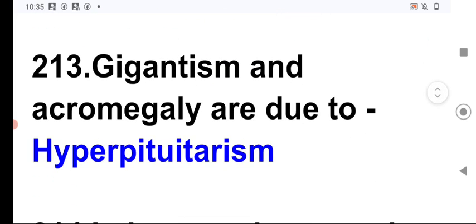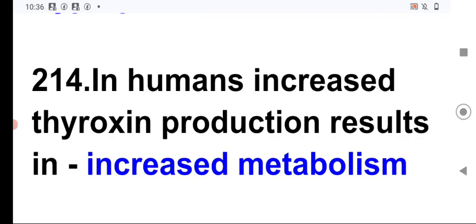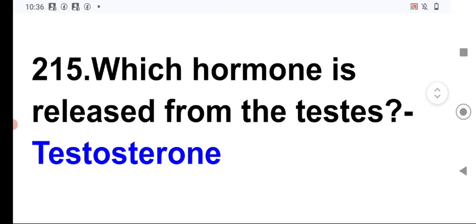Next, gigantism and acromegaly are due to hyperpituitarism, that is the overfunction or oversecretion of the growth hormone. Gigantism and acromegaly are caused by it. Next, in humans, increased thyroxine production results in increased metabolism. Next, which hormone is released from the testes? This is testosterone, which is the male hormone released from the testes or the male gonad.